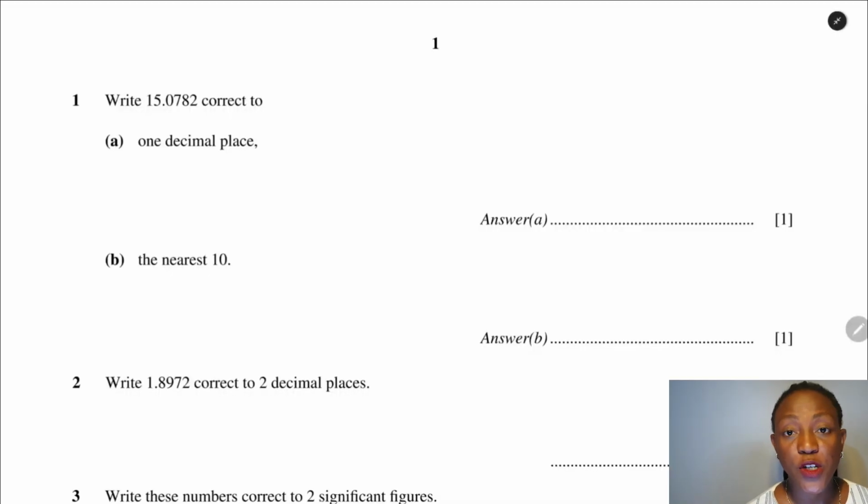Now here we have our first question. It says write 15.0782 correct to one decimal place. Now our decimal place is relative to our decimal point. Our decimal point is just the little dot that we have here. So when we say one decimal place, it means that we need to work to the very digit after the decimal point, because the first decimal place is the digit after the decimal point, and then the second one is the digit after it, and so on.